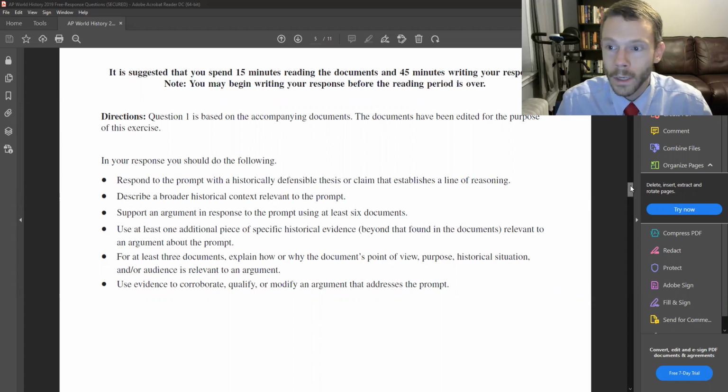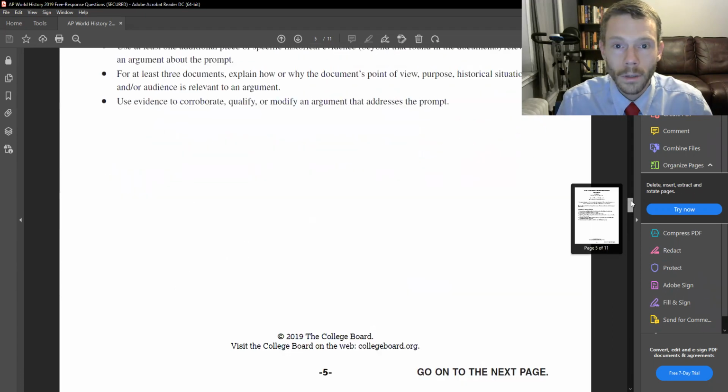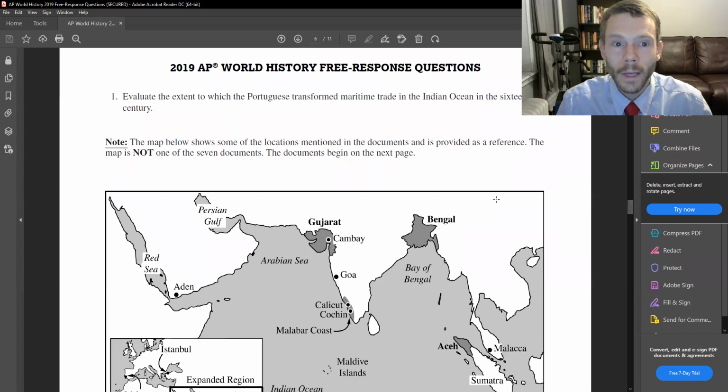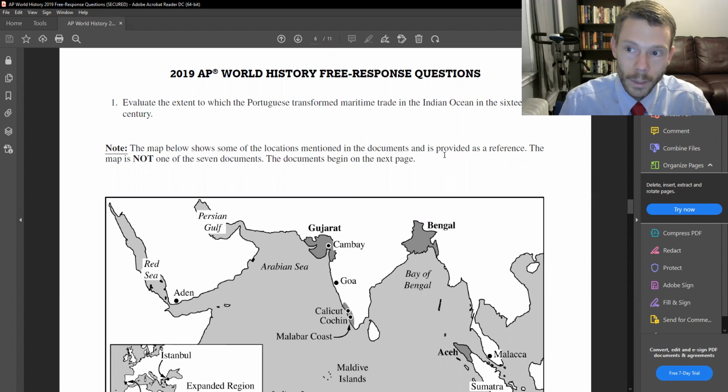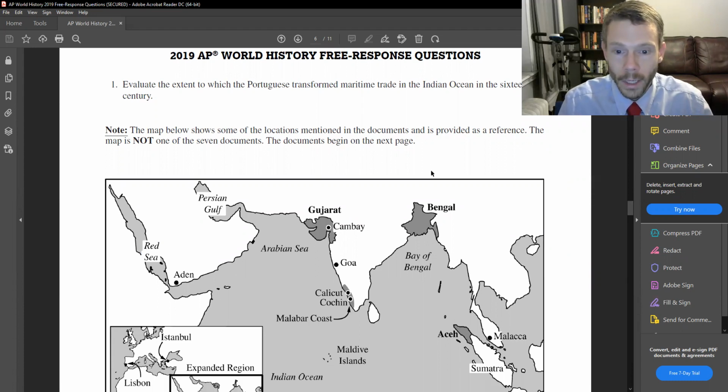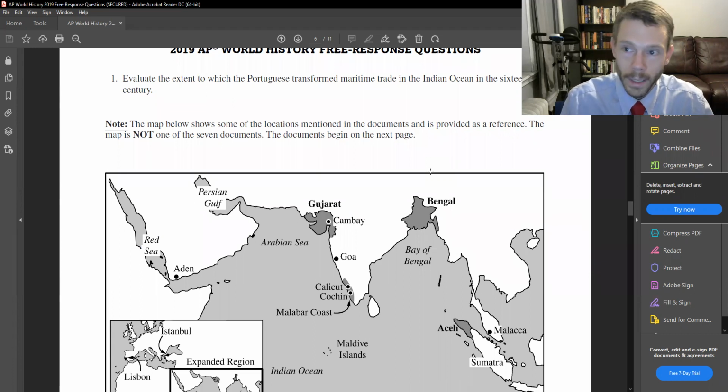So if we scroll down to the prompt, it says evaluate the extent to which the Portuguese transformed maritime trade in the Indian Ocean in the 16th century. So what we really want to try to figure out is, in what ways did they actually transform trade, produce a sense of change? And in what ways did this trading network really remain the same? What kind of continuities do we see in the different documents?